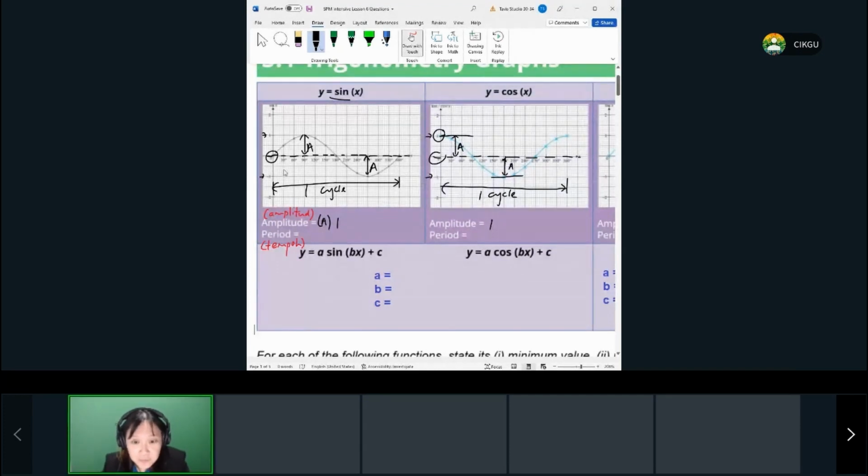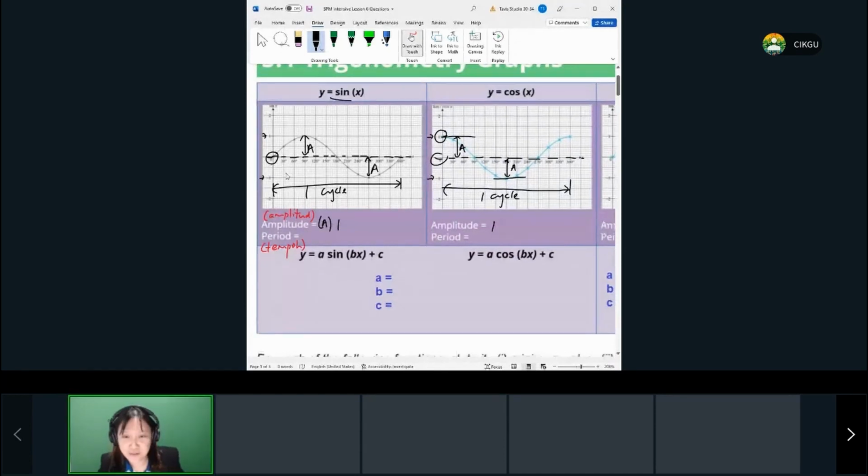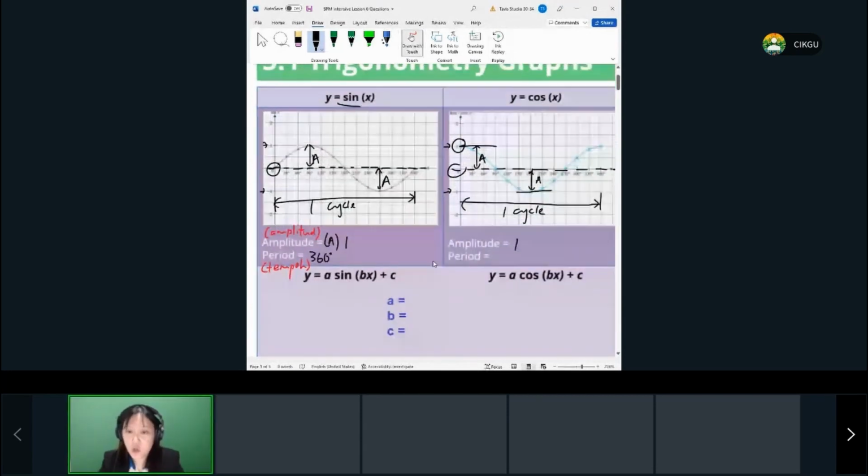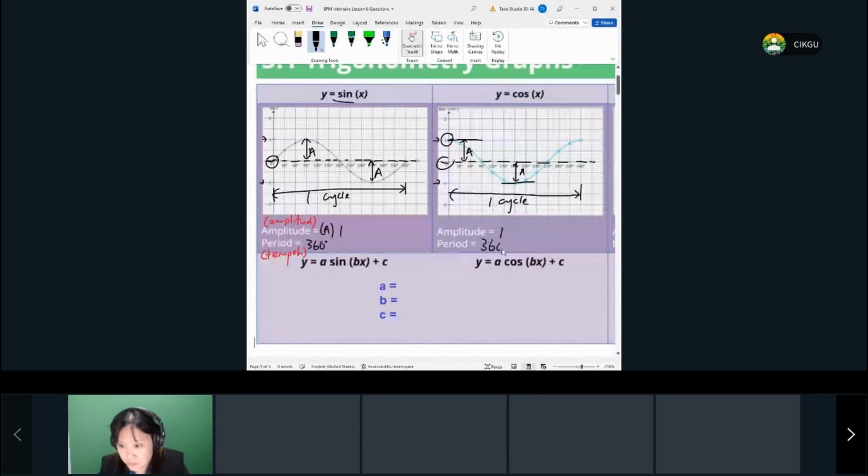Okay, next, period. Period is how long it takes to complete one cycle. That's why I purposely show you the photo of one cycle. So how long does it take to complete one cycle? I know my diagram is not very clear, but if you zoom in, you should see that this is 360 degrees. So that means it takes 360 degrees to complete one cycle. So period is 360. Same thing for cosine, also 360. Okay, done.